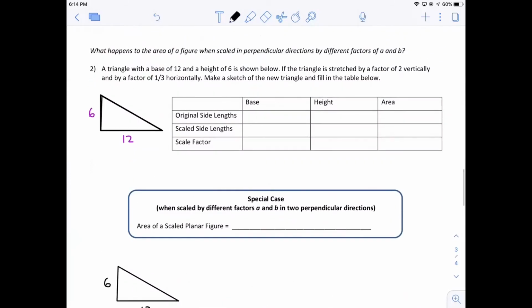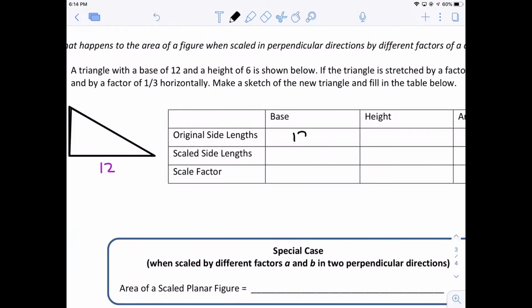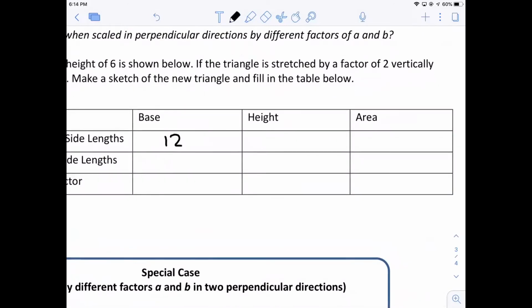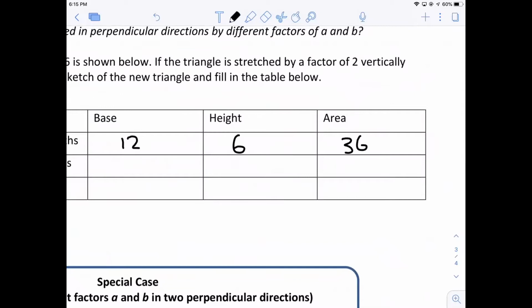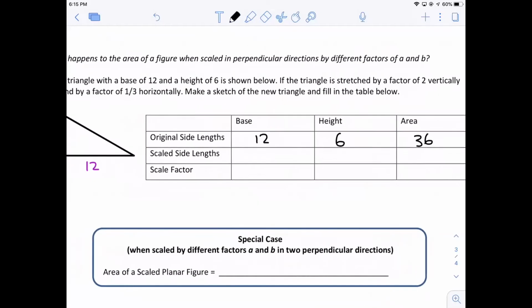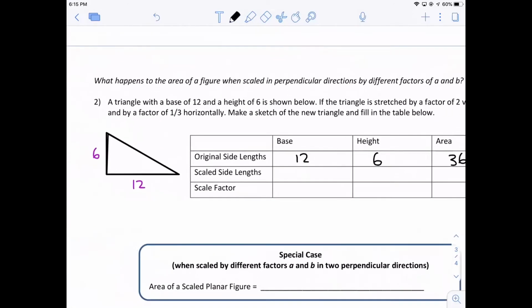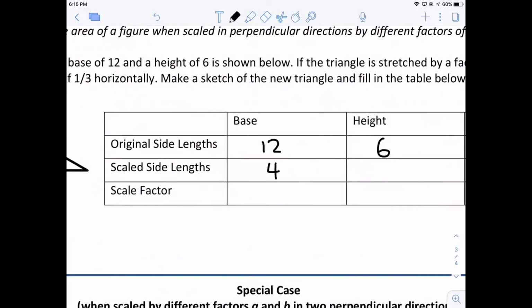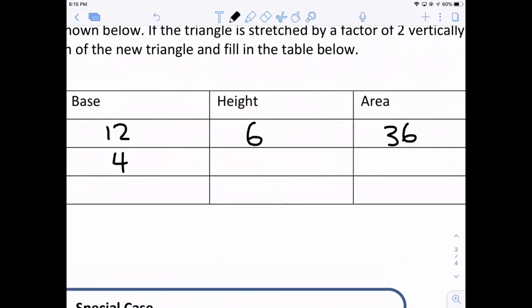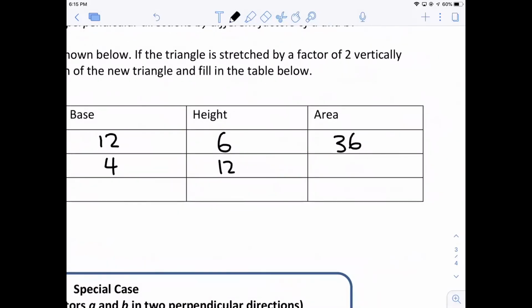All right, so our original base was 12. Our original height was 6. So our area is 12 times 6, 72, divided by 2 is 36. I don't care about the units here. So our scaled side lengths, what did we do to the base? The base was 12, so that became 4 when we scaled it by a factor of 1/3. And we scaled vertically by a factor of 2, so that becomes 12. And so our new area is 4 times 12 is 48, divided by 2 is 24.